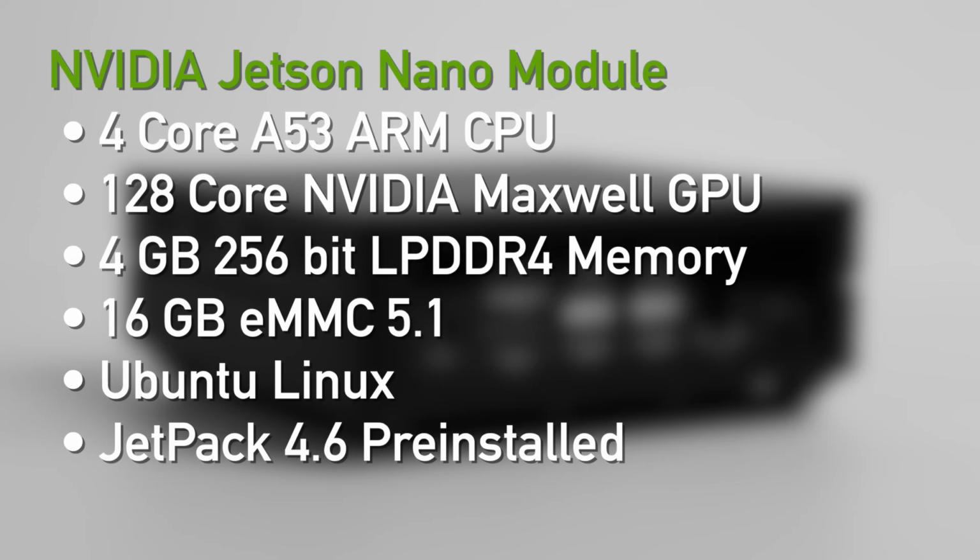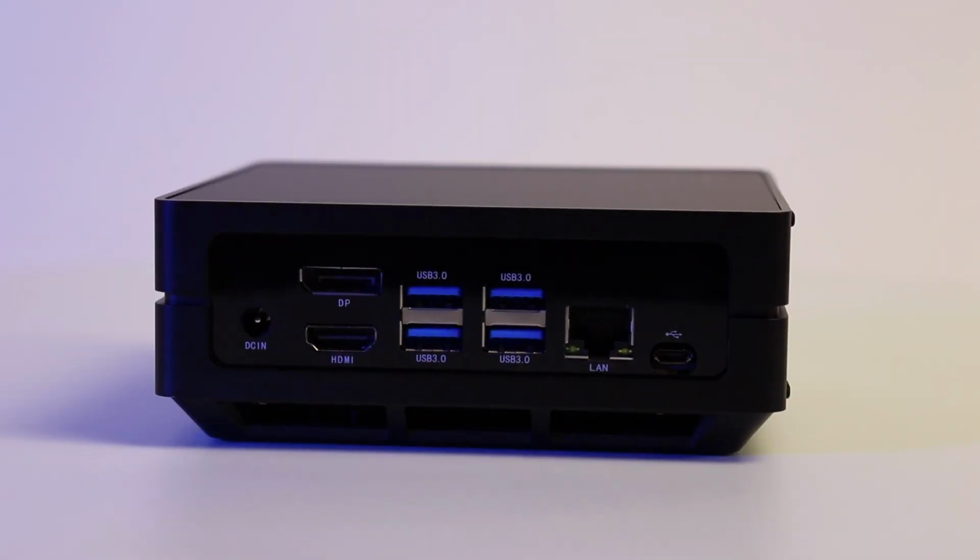The review unit has a NVIDIA Jetson Nano production module installed. As a reminder, this is a 4-core A53 ARM CPU, a 128-core GPU, 4 GB of main memory, and in contrast to the developer kit, we have 16 GB of eMMC memory instead of an SD card reader.